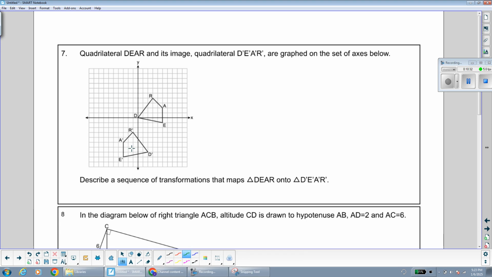So first reflecting over the y-axis, I'm going to 1, 2, 3, 1, 2, 3, 1, 2. Oh, wait, I'm doing the wrong one. I need to make this one into this one. So I'm going to try doing over the x-axis, then over the y-axis. So let me try that one more time. 1, 2. And the only way to know is to try it out.